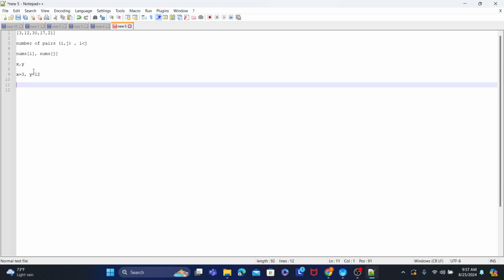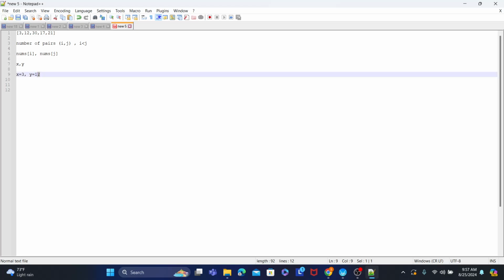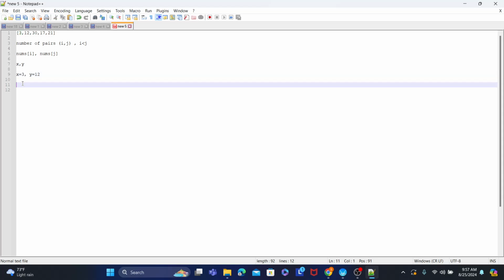Like, if we choose this number, let's say y is 12, can we swap these two digits 1 and 2 such that it becomes equal to 3? Nothing, right? Y is 12. If we swap it, it becomes 21. Does it become equal to x? X is 3. No. So x is not equal to y.